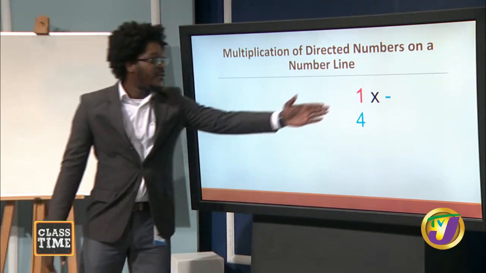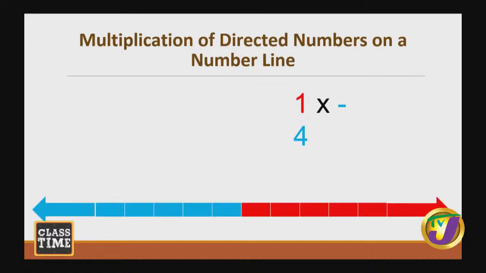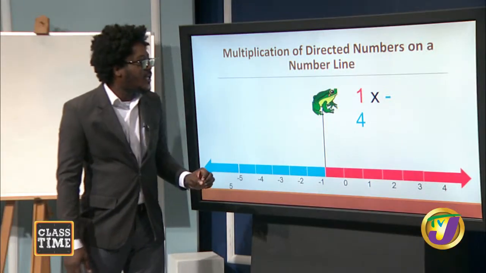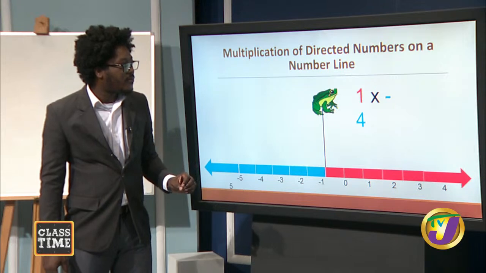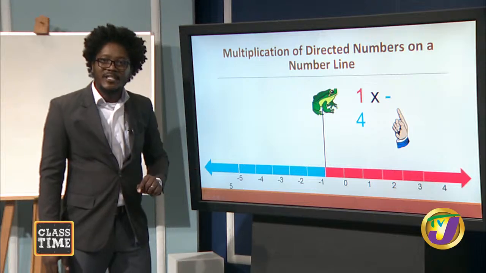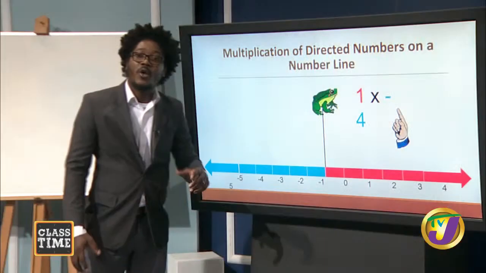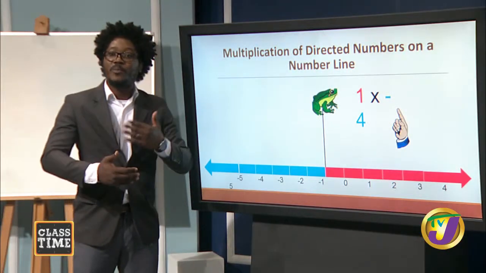Here we have positive 1 multiply negative 4. So let's get our number line up. Now, positive 1 tells us that Froggy is going to be facing which direction? Great. To the right. And he will make 1 jump. Now, 1 is being multiplied by negative 4. What direction are we going to be jumping, since this 4 here is negative? Are we going to be jumping forward or backward?